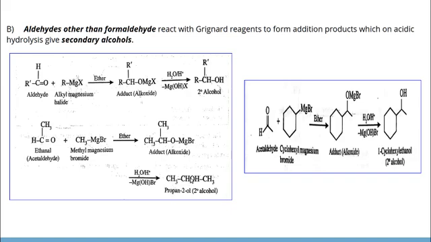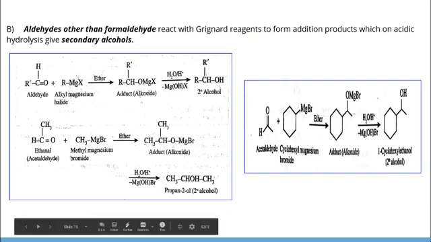Secondary alcohol means an alcoholic group attached to a secondary carbon. This is a secondary carbon that is attached to two other carbon atoms. Here we have another example, acetaldehyde on treating with a cyclohexyl magnesium bromide, first we will get an adduct, that is alkoxide, which on acidic hydrolysis we will get secondary alcohol. So aldehydes other than formaldehyde form secondary alcohol with Grignard reagent.